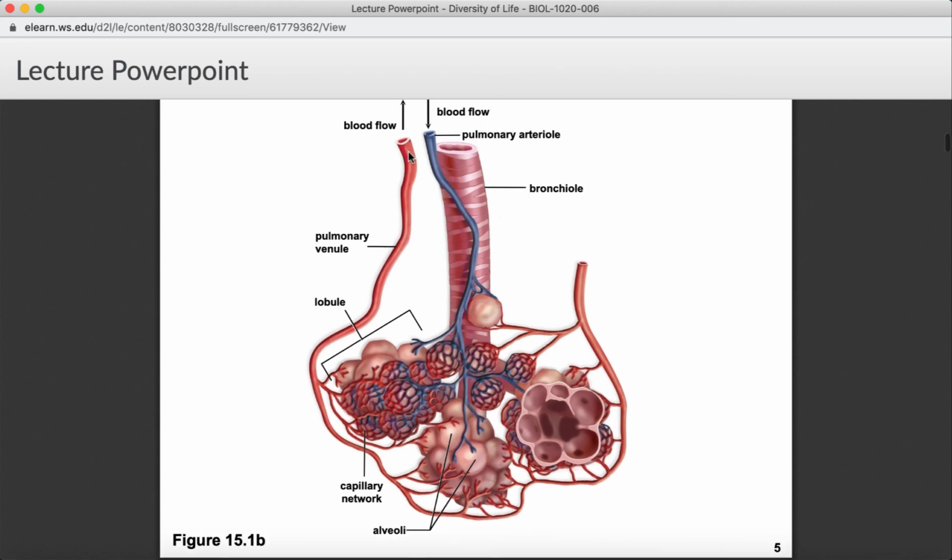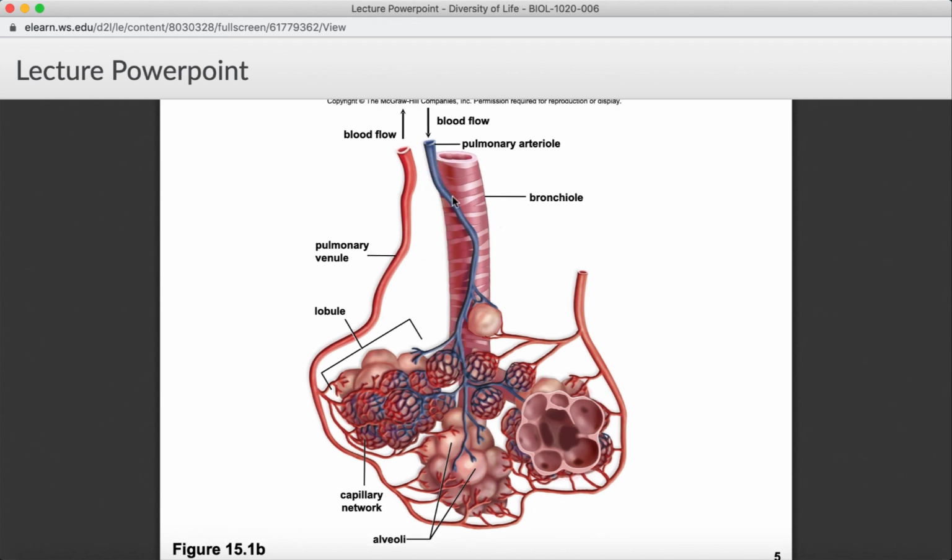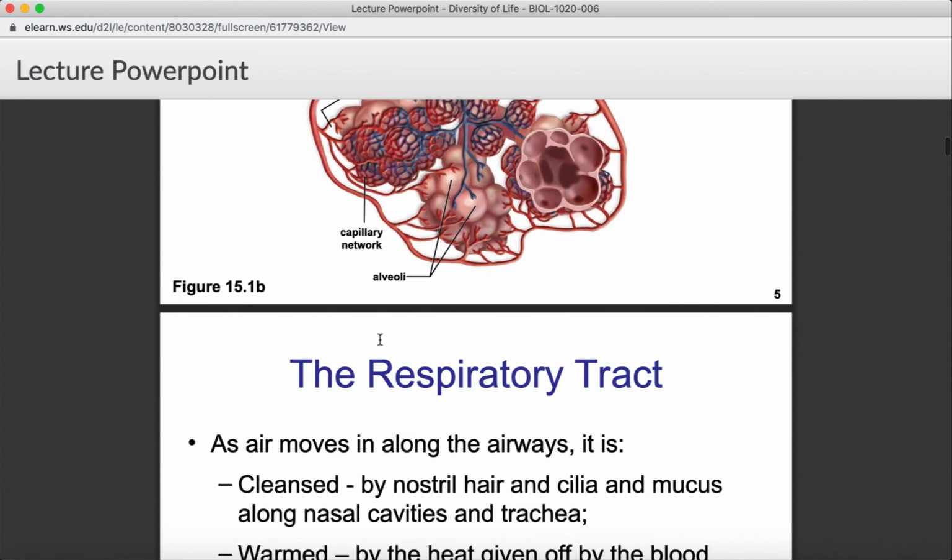Your pulmonary artery, which is unique in that it's the only artery carrying deoxygenated blood, brings deoxygenated blood to the alveoli, goes through the anastomosis, and then back out through the pulmonary vein, which is again unique because it's the only vein carrying oxygenated blood.